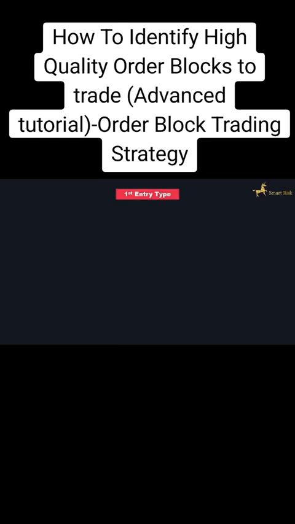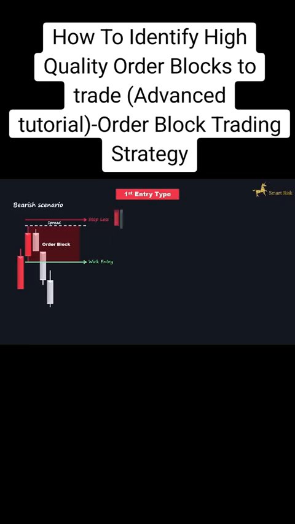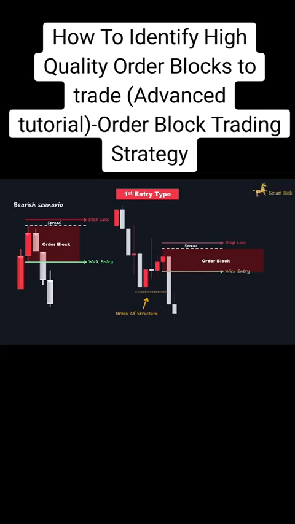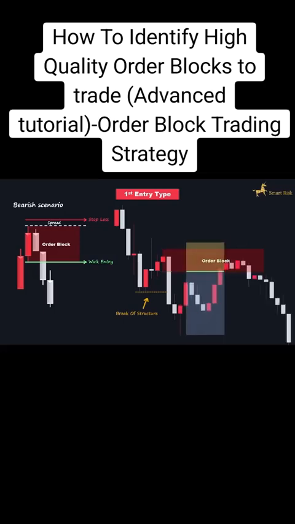The first entry method involves using the wicks to execute trades. In this type of entry, after identifying a valid order block, we place our buy or sell order directly on the wick. In the case of a sell position, we will place our stop loss a spread size above the higher wick of the order block. This entry setup provides a wider stop loss margin, which can directly impact the reward-to-risk ratio by reducing it. However, using this type of entry increases the probability of your order being triggered, since price may simply touch the wick and then push in your expected direction.